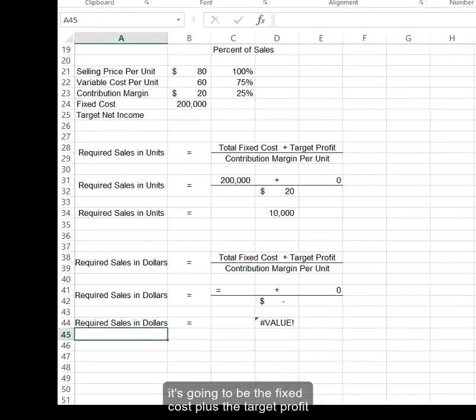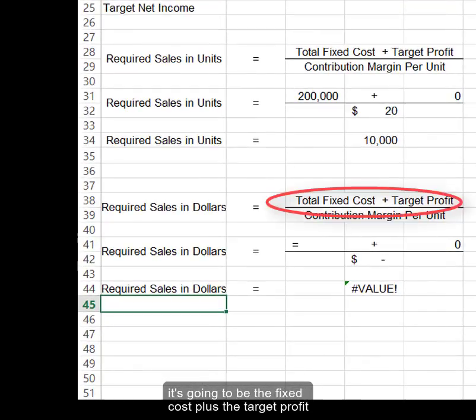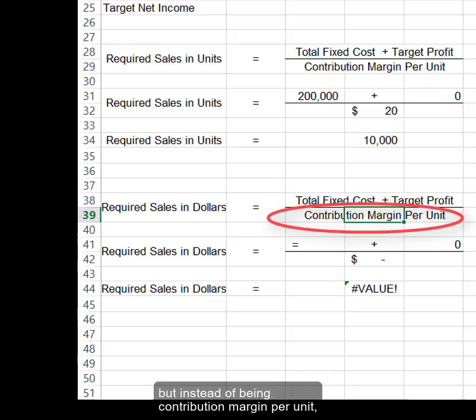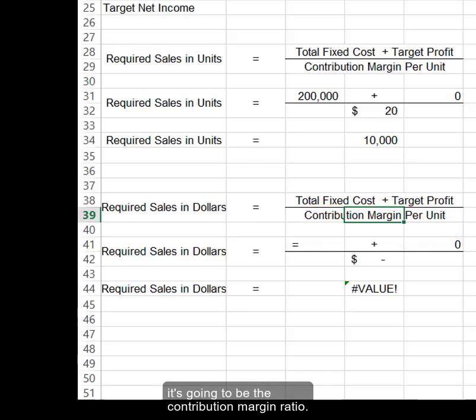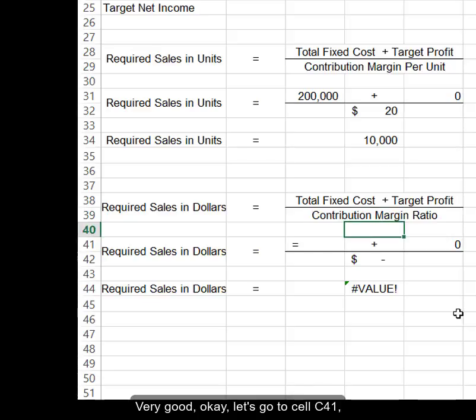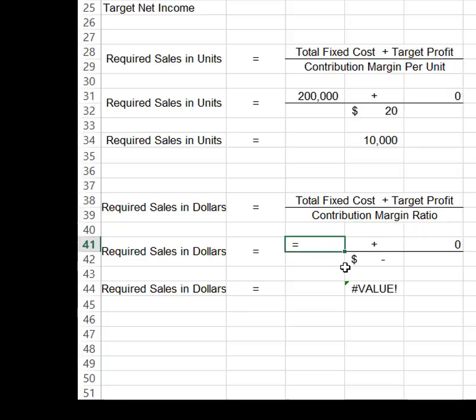It's going to be the fixed cost plus the target profit, but instead of being contribution margin per unit, it's going to be the contribution margin ratio. So let's just change that to ratio. Very good. Okay, let's go to cell C41.